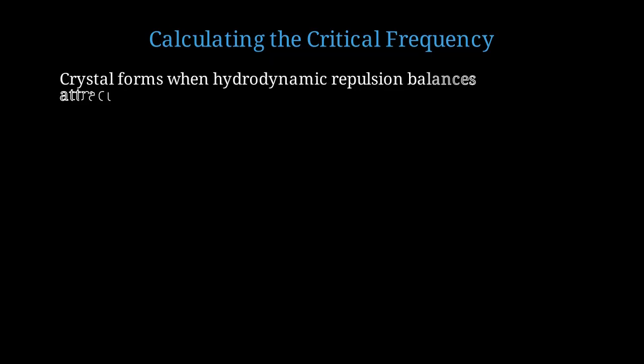Let's do another back-of-the-envelope calculation to estimate the critical frequency for crystal formation. The crystal forms when the hydrodynamic repulsion from spinning balances the magnetic dipole attraction. The hydrodynamic force scales as mu omega d squared, where mu is viscosity, omega is angular velocity, and d is particle diameter. The magnetic force scales as mu 0 m squared over d to the fourth, where mu 0 is the permeability of free space and m is the magnetic moment. Setting these equal and solving for omega critical, we get omega critical scales as mu 0 m squared over mu d to the sixth. Notice the strong dependence on particle size.